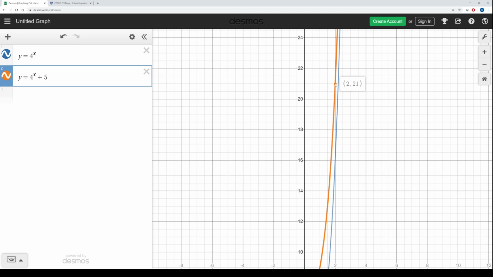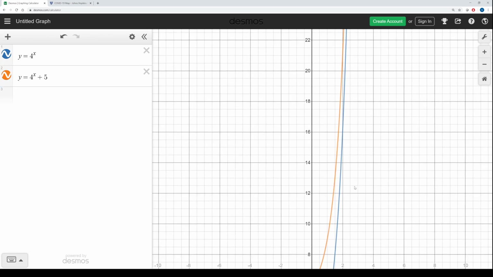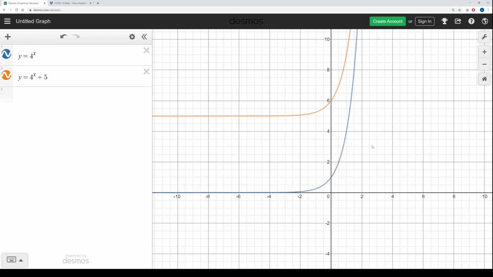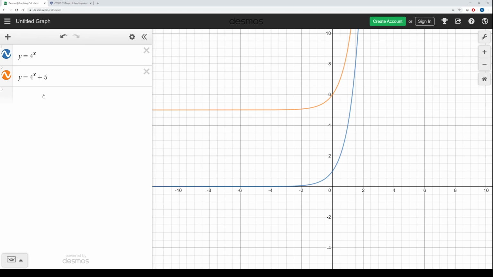And it does. So it looks like they're getting closer together, but it's still just shifted up by 5. Okay. How could we get this curve to shift down by, say, 3 units from the original? So how can we take the blue line and shift it down by 3?